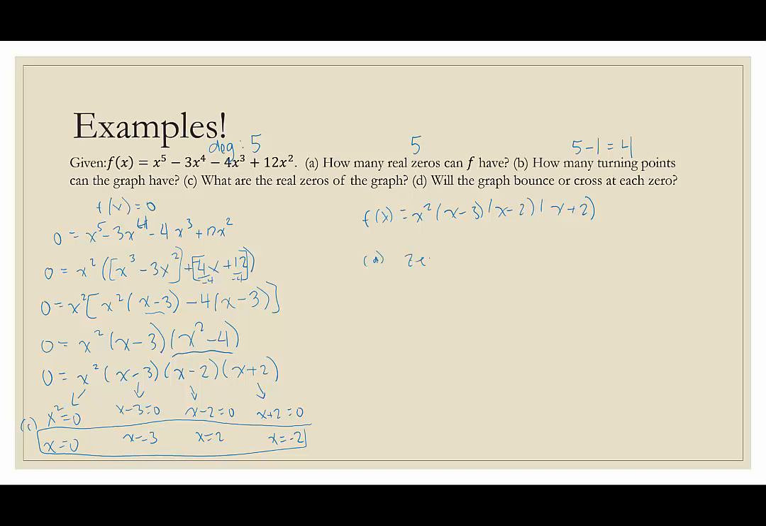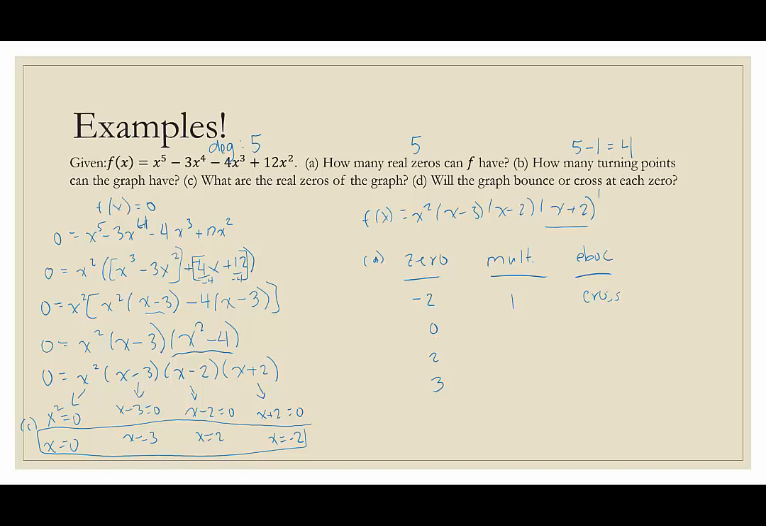So this is where I like to set up my table. I'm going to have the 0, its multiplicity, and then EBOC, even bounce, odd cross. I want to put my zeros in order. So the smallest 0 I see is negative 2, followed by 0, then 2, and lastly 3. The multiplicity of negative 2, so negative 2 is this one here. What's the multiplicity? What's the exponent? I don't see one, which indicates to us it's an exponent of 1. What do we need to know about 1? We need to know that it's odd. Therefore, the graph will cross the x-axis at negative 2.